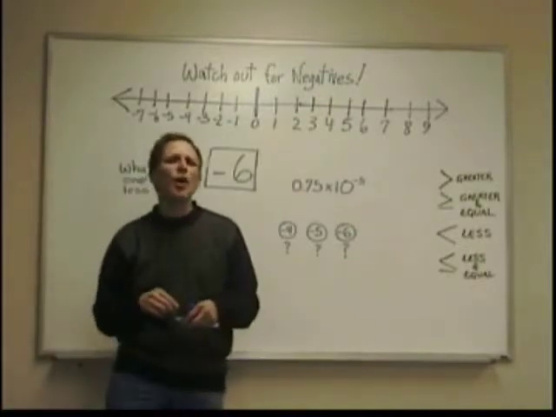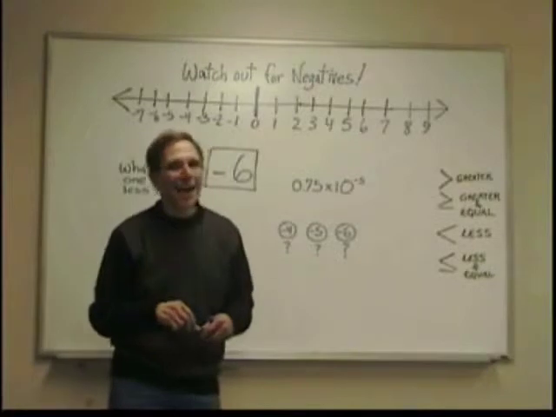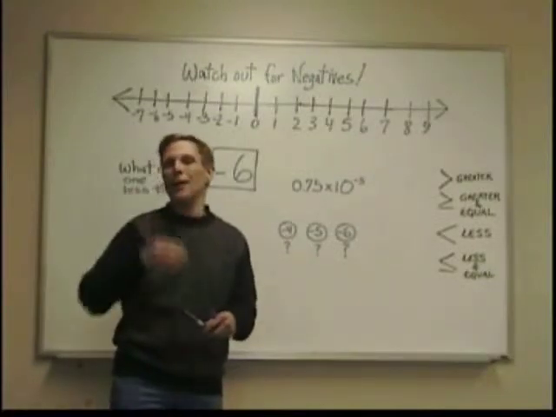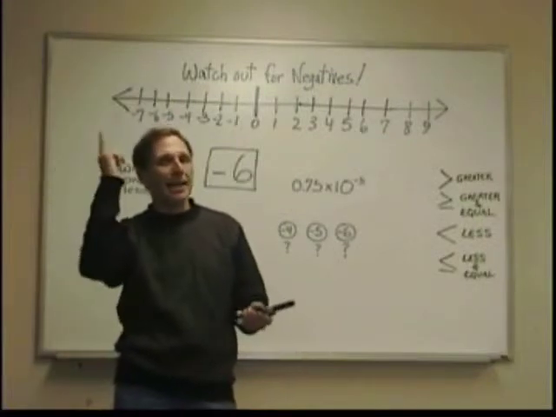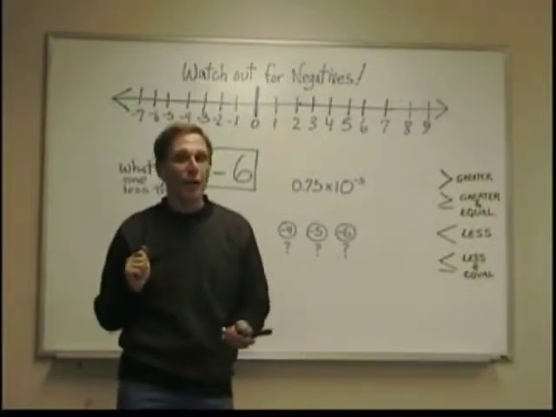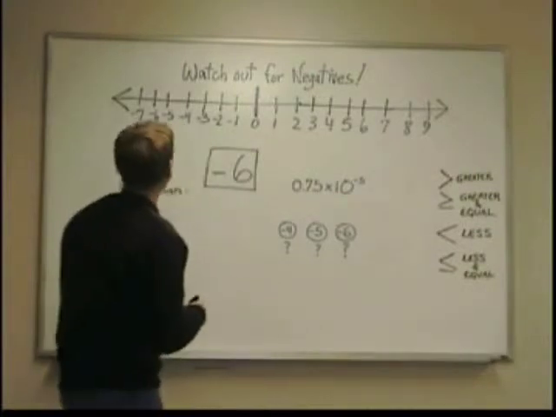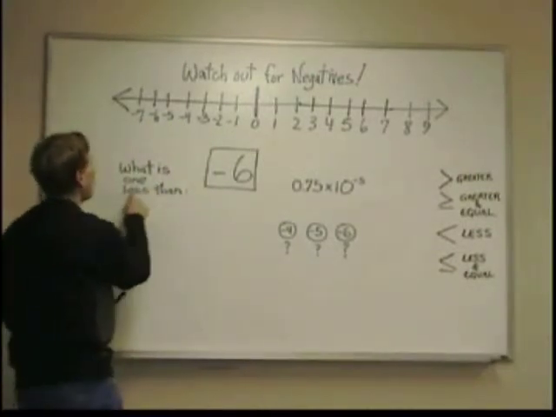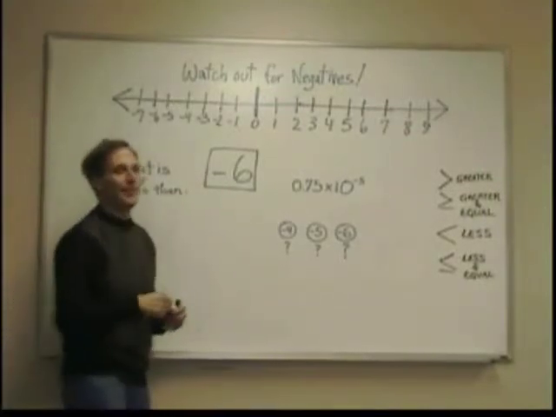You know, with negative numbers it can get a little confusing because we're used to counting 1, 2, 3, 4, 5, 6, 7, 8, 9, and we get an image of which is larger. But things change when you're in the negative. So let's take a look. What is 1 less than negative 6?